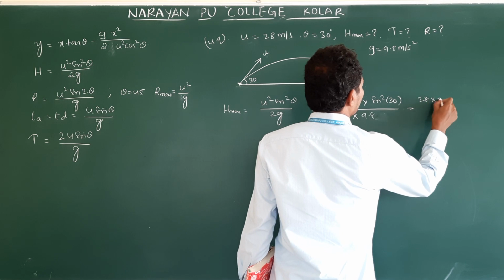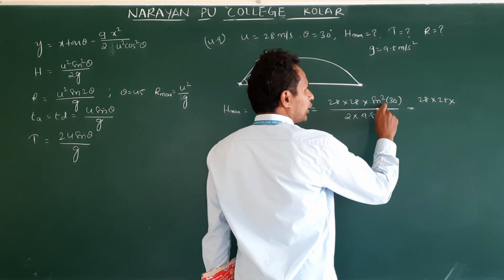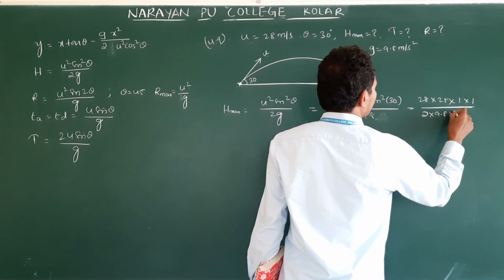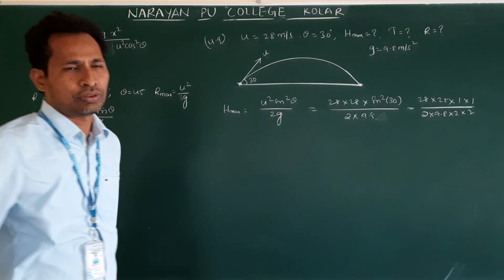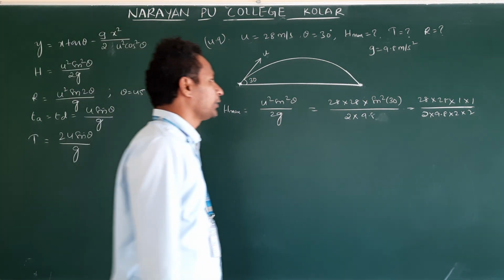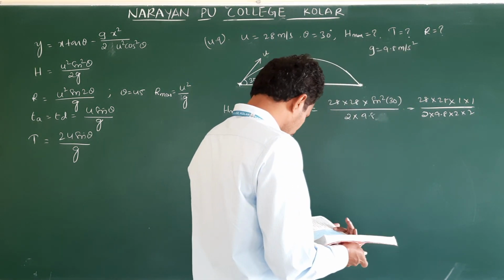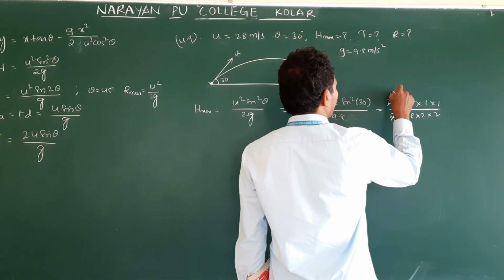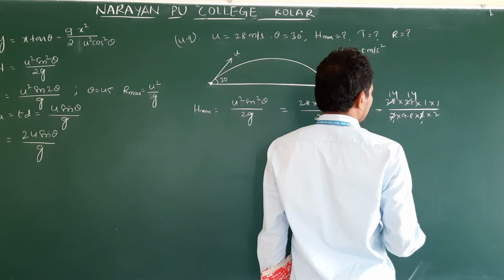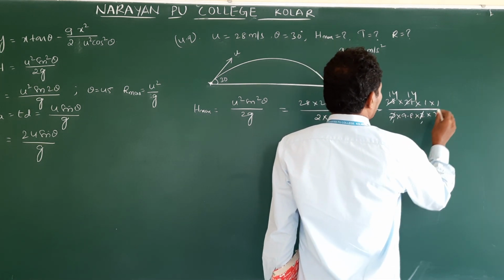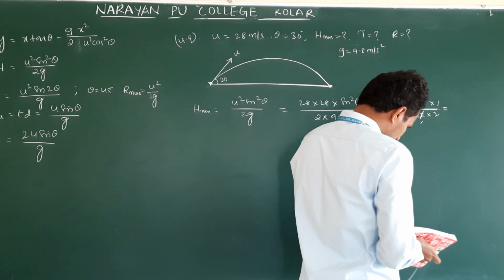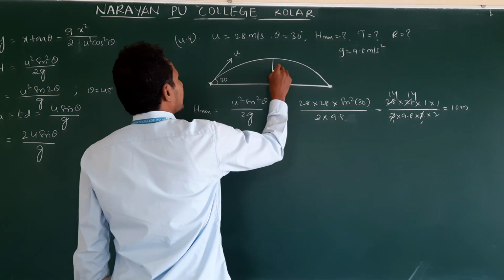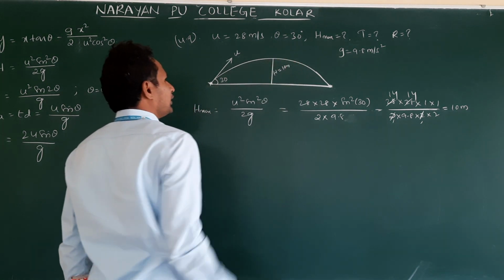And this is 28 into sin 30. Sin 30 is 1 by 2, squared. 1 into 1 by 2 into 9.8 into 2 into 2. That is 1 by 2 into 1 by 2, sin square 30. Clear? Simplify, you will get the answer. This answer will be, okay, 2 ones 14, 2 ones 14. Clear? So now this you cancel. What did they give? They gave 10 meters. So this is the height. This height is 10 meters.